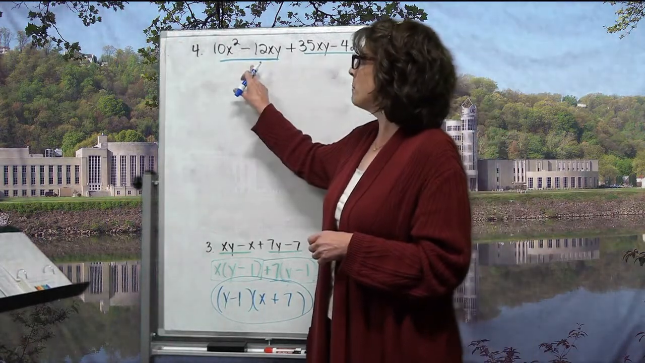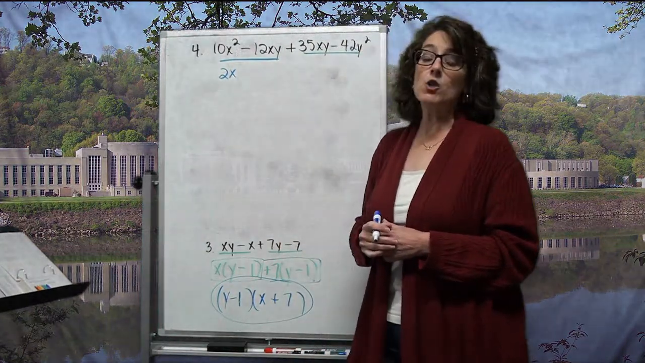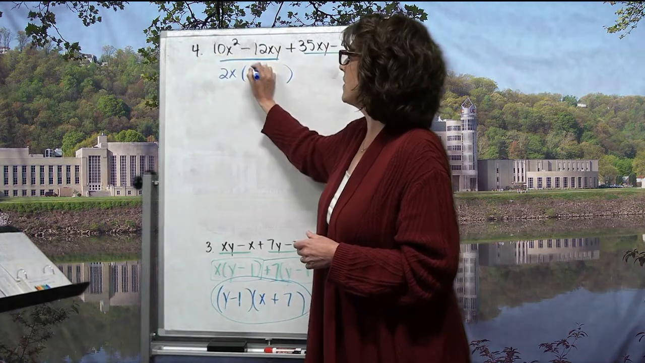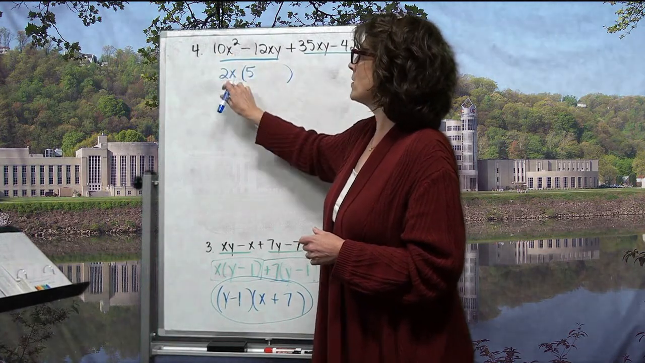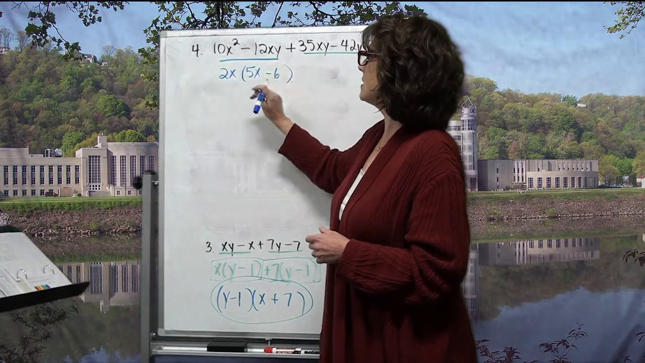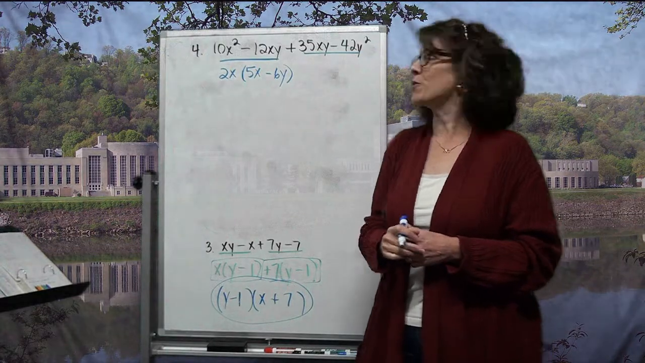So as I look at this one, both of them are divisible by 2 and an x. So I'm going to divide that 2x out of both of them. Divide this by 2x, 10 divided by 2 is 5. X squared divided by x is just an x. Negative 12 divided by 2 is a negative 6. And then when I divide the x out, I'm left with a y.